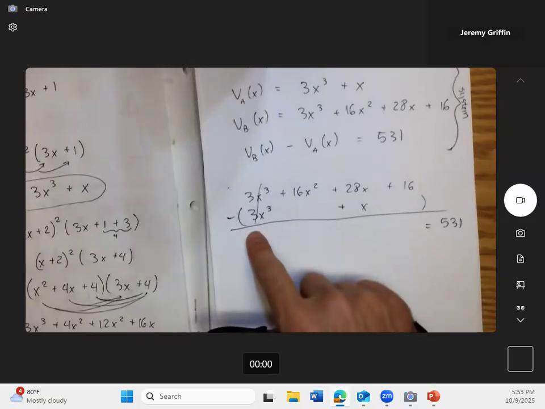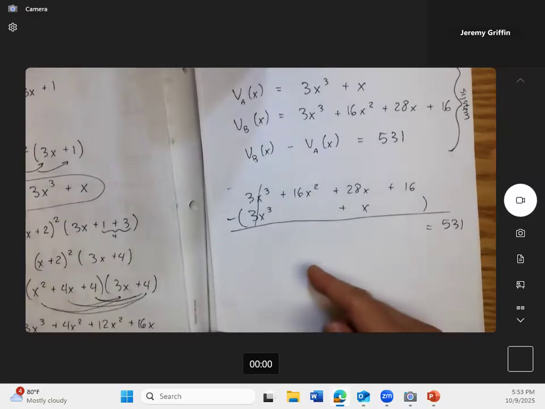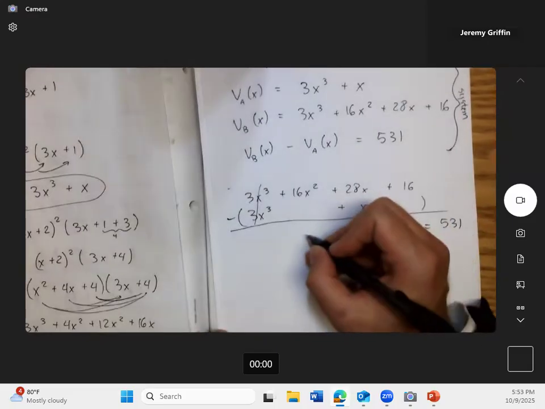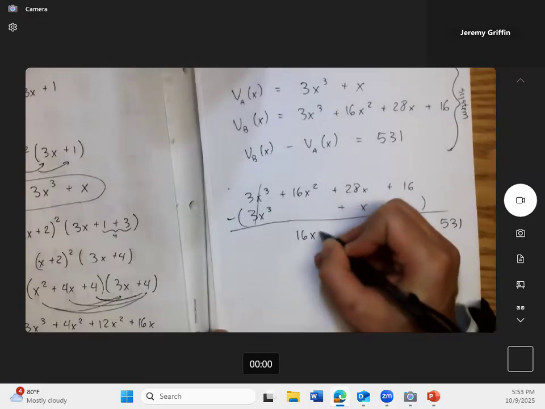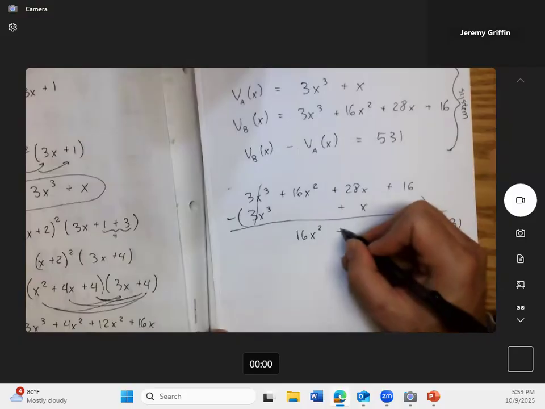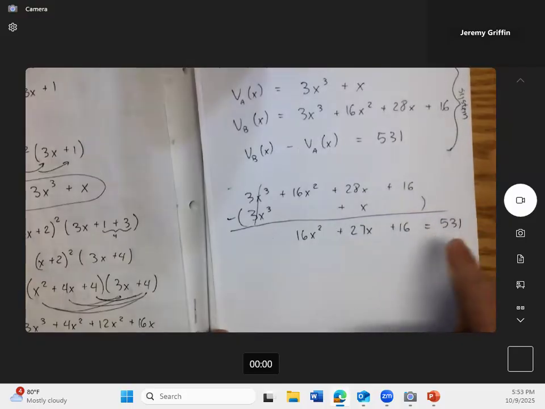My first thought was, well, we haven't had an x cubed yet. That would not look quadratic. But here is where that cancels out, so this will become quadratic. So I have the 16x squared here, and 28x minus this x leaves me with 27x. Now I do still have this plus 16, and that's equal to 531.